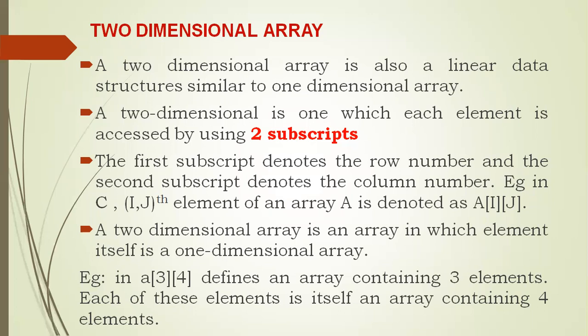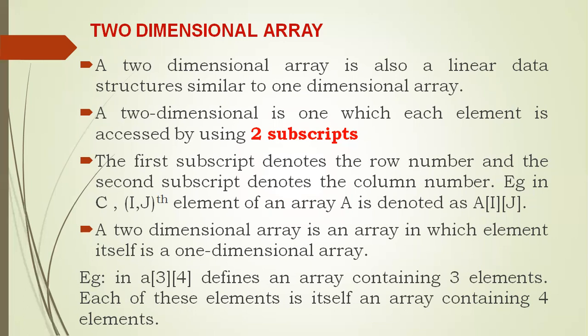The first location is divided into 4 columns. The second location is divided into 4 columns, and the last location is also divided into 4 columns. So in general, if your matrix size is of order A of 5, 4, the matrix is represented as an array of 5 elements, and each element has 4 columns. That is the way a 2-dimensional array is represented.